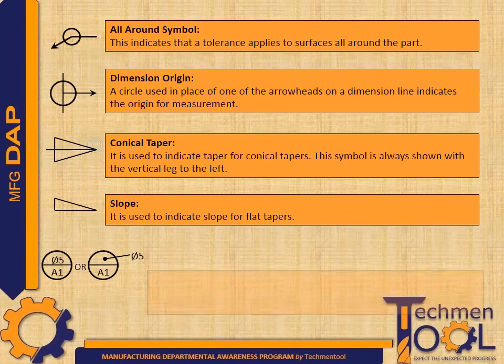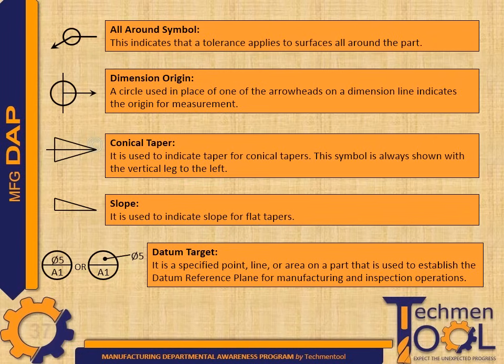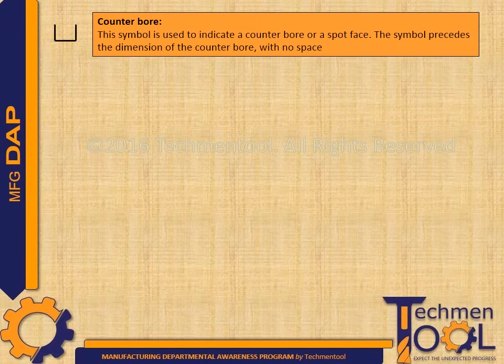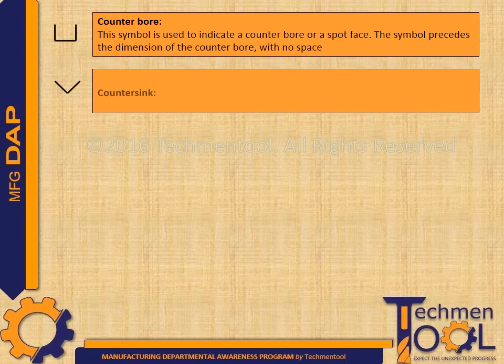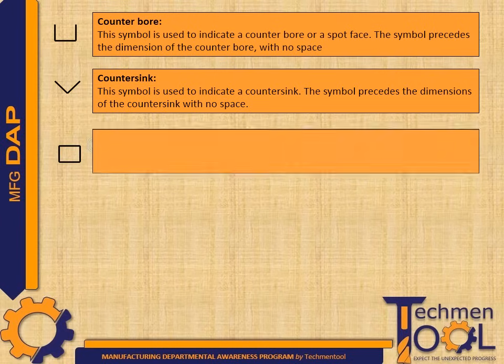Datum target. It is a specified point, line or area on the part that is used to establish the datum reference plane for manufacturing and inspection operations. Counterbore. This symbol is used to indicate a counterbore or a spot face. The symbol precedes the dimension of the counterbore with no space. Countersink. This symbol is used to indicate a countersink. The symbol precedes the dimension of the countersink with no space.